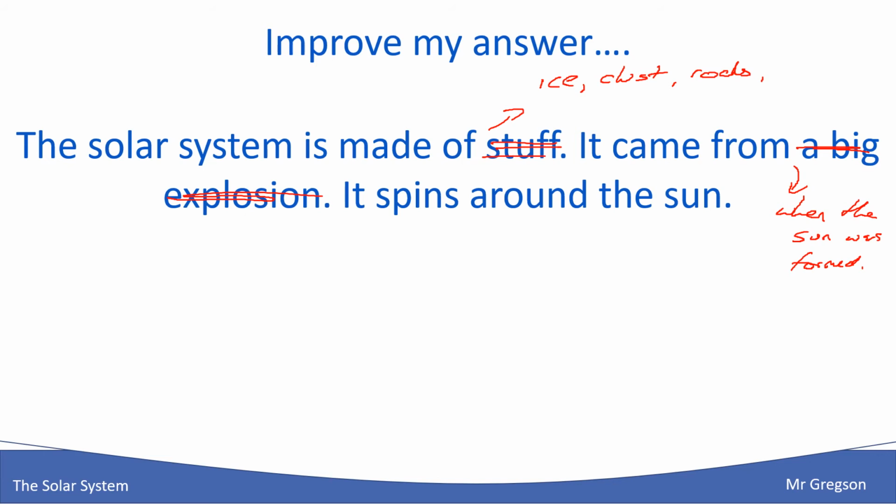It spins around the sun. Okay, there's a few problems with spins. The two problems I have with spins is the Earth spins every 24 hours, and we do travel around the sun, but the better word for that is it orbits around the sun. So we talk about orbits when we're talking about planetary bodies.